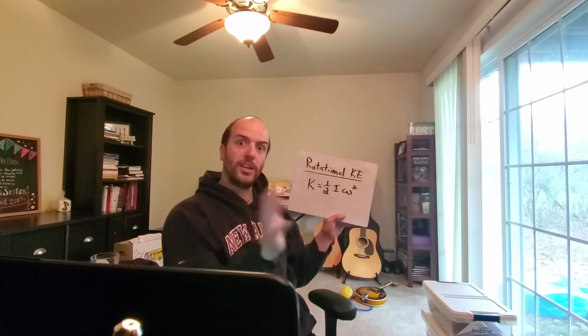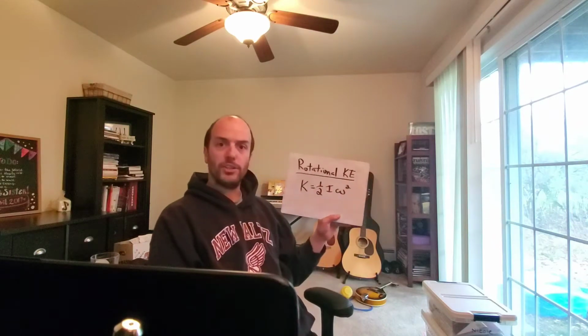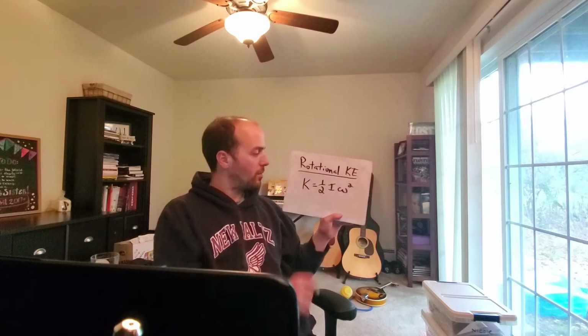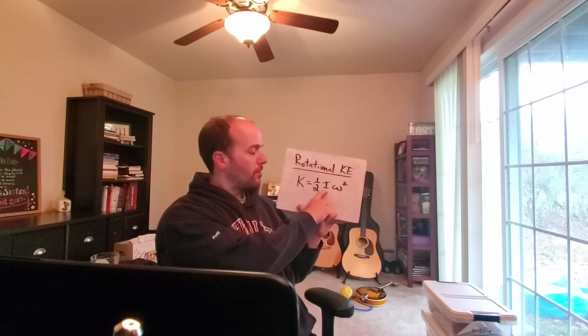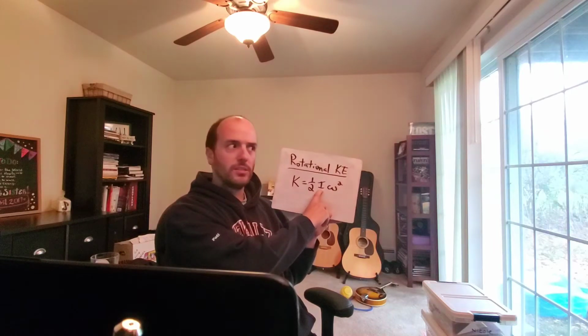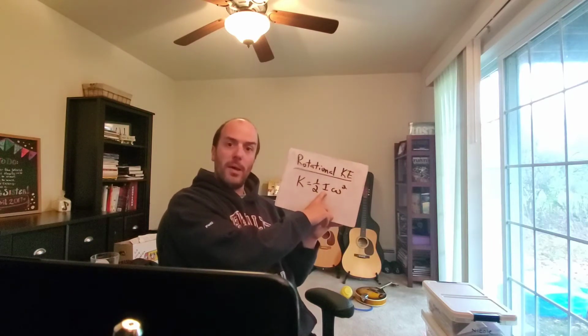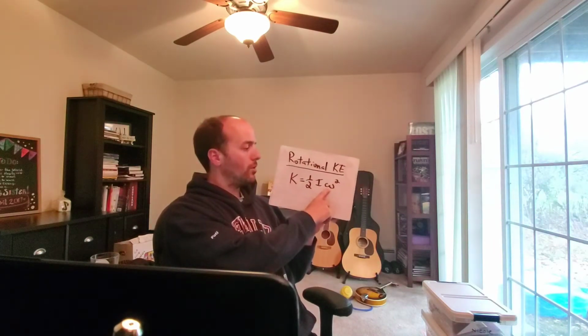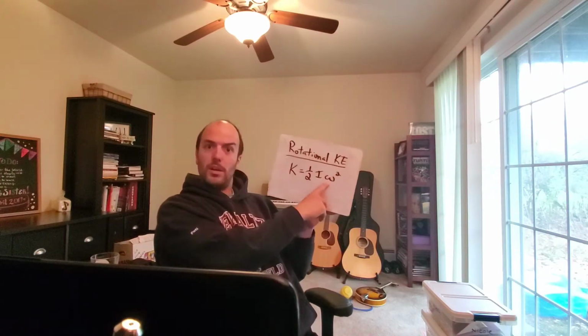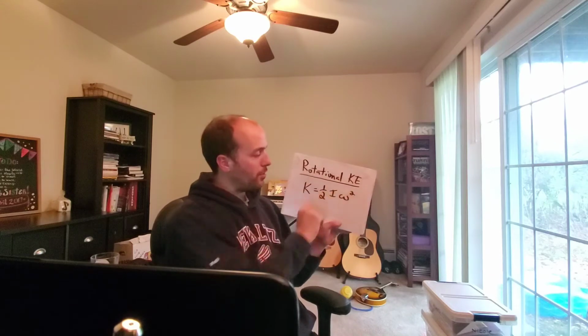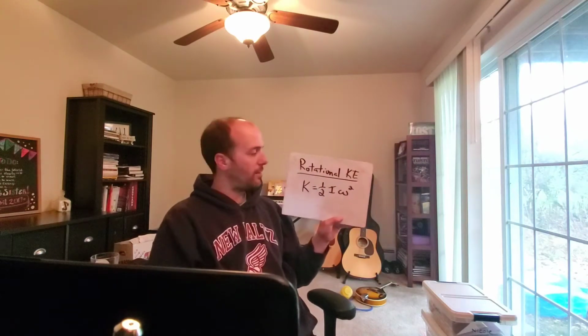If you think back to your translational, your linear energies, the kinetic energy is 1/2 mv squared, mass times speed squared. Well, if you remember from earlier, your rotational inertia is the rotational analog to mass. Your angular speed is the rotational analog to speed. So it's basically the same equation, but now we're using rotational terms instead.